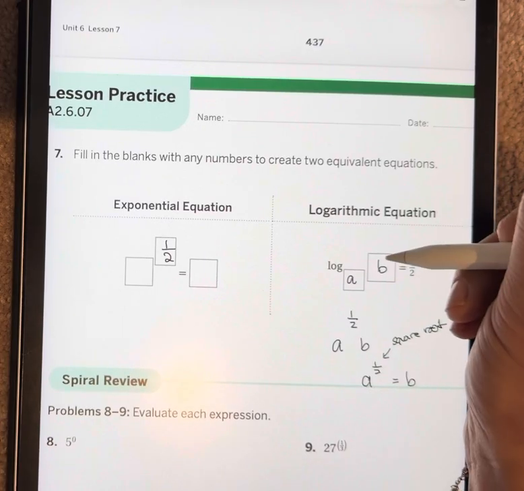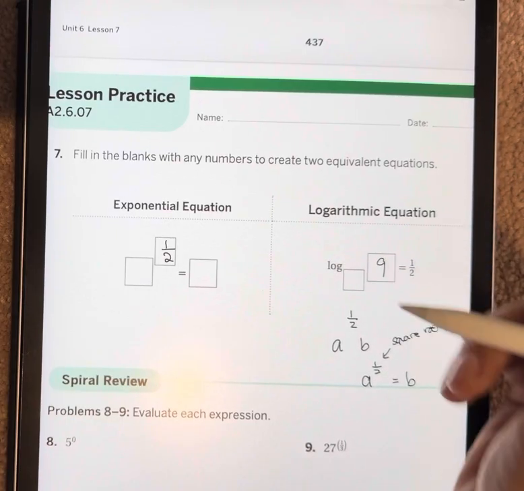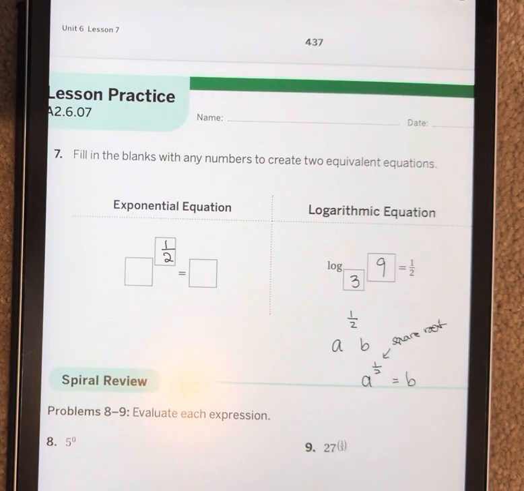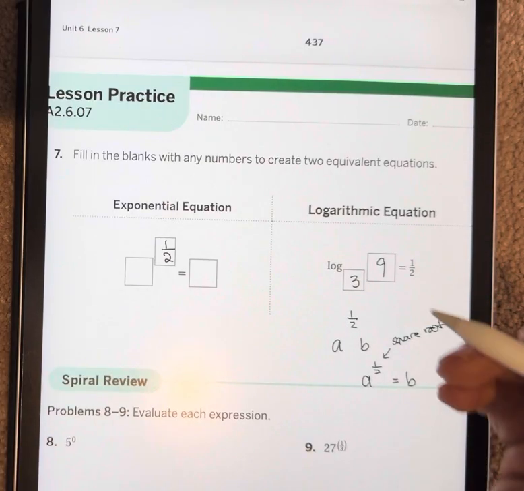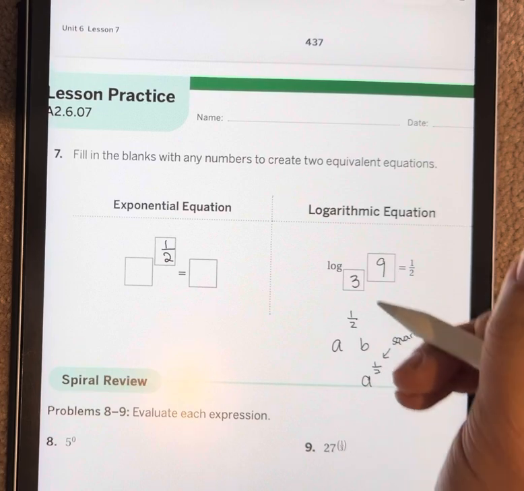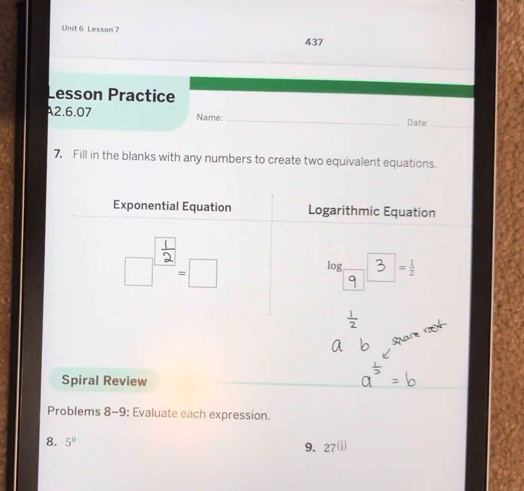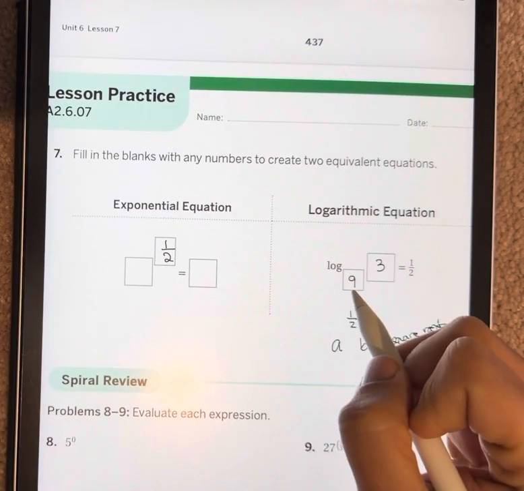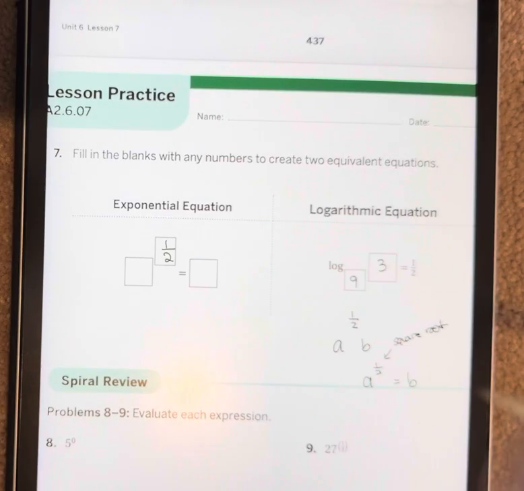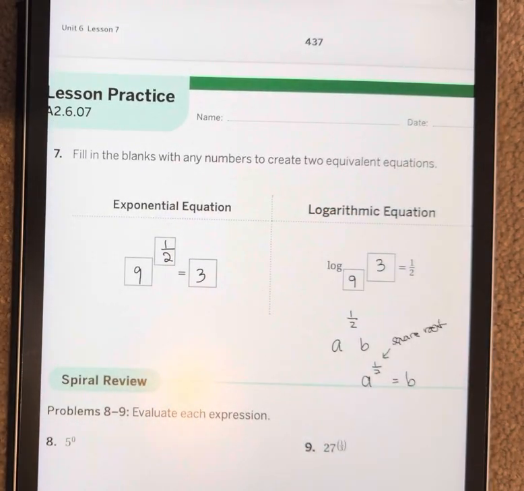So how about 9 and 3? Wait, no, did I do that the wrong way? I did. A would be 9, so the square root of 9 would be 3. So switch them. There we go. As long as you put a number here and the square root of that number there, you're good. So equivalent expression-wise, 9 to the 1/2 is 3.